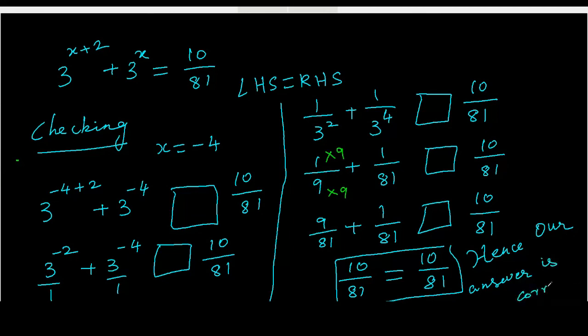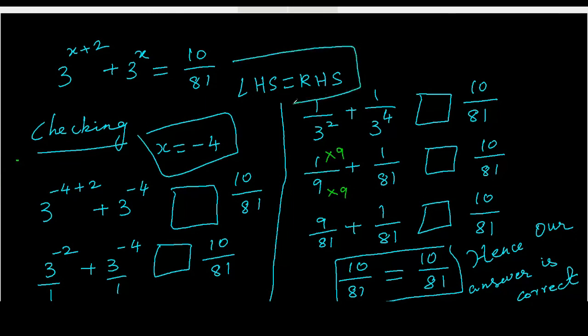So this is how, for all algebraic equations, if you want to check your final answer, just plug the answer you are getting into the given equation and see whether the left hand side equals the right hand side. So in our case, we proved it. Both the sides are the same, 10 over 81.